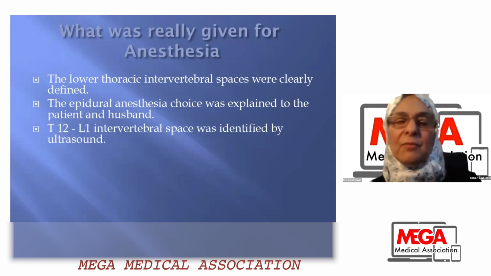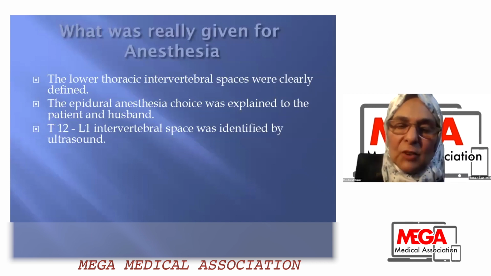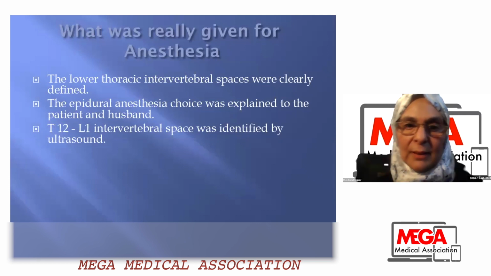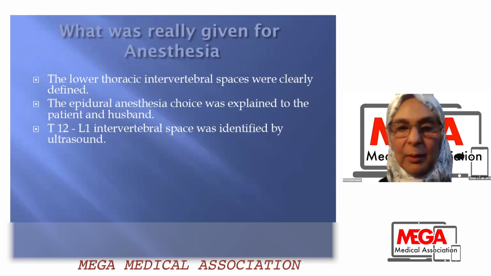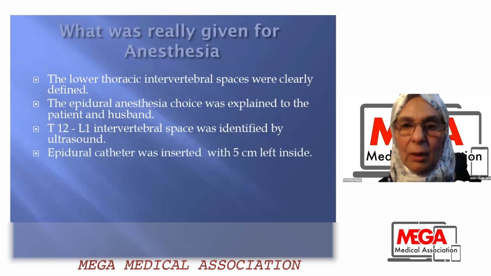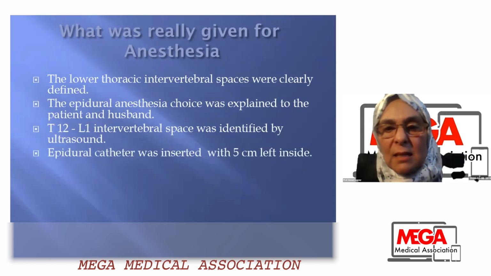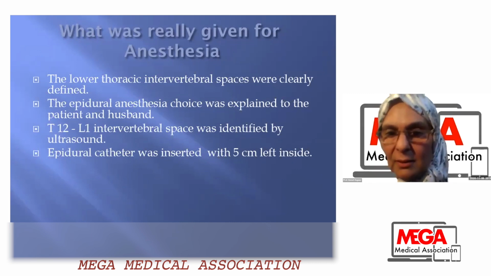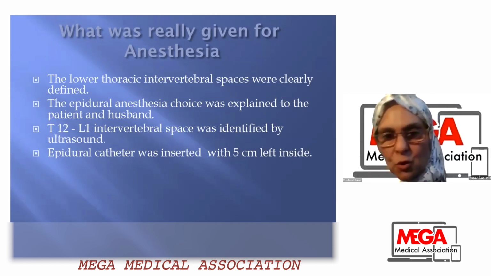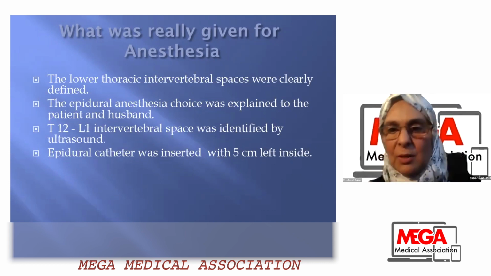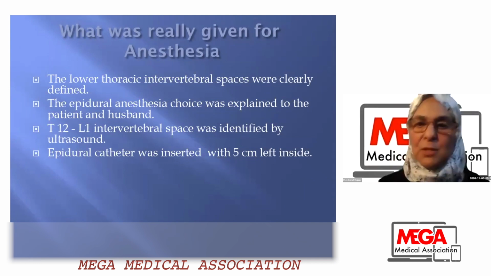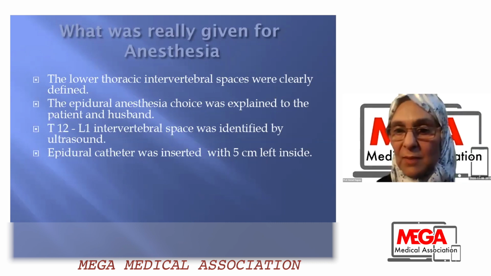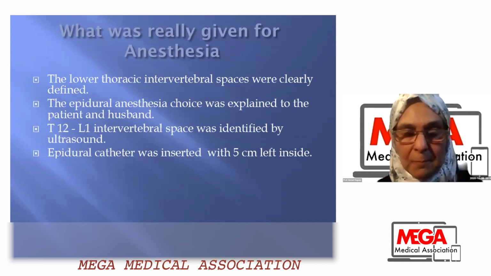We chose the first good space as documented by ultrasound. It was the T12-L1 intervertebral space, and it was very well identified by the ultrasound. Using a Portex 19 gauge needle, we introduced an epidural catheter, and it was very easily introduced. God really helped her. It was a very easy epidural, advanced cephalad and left 5 centimeters inside the epidural space.